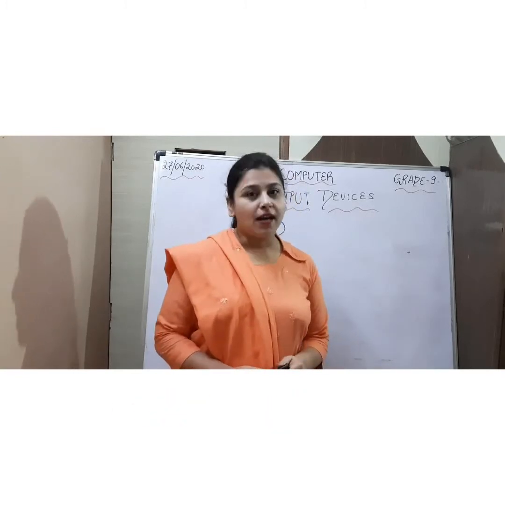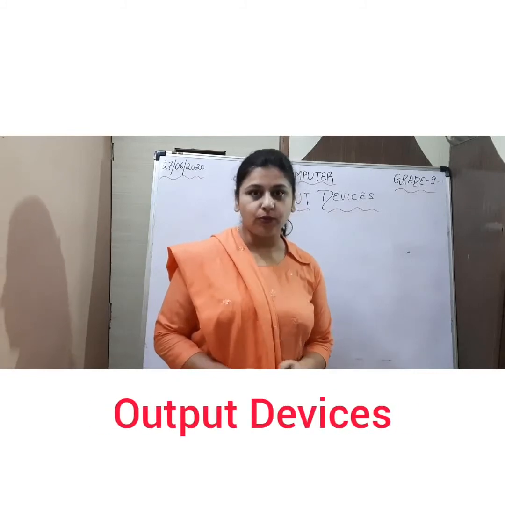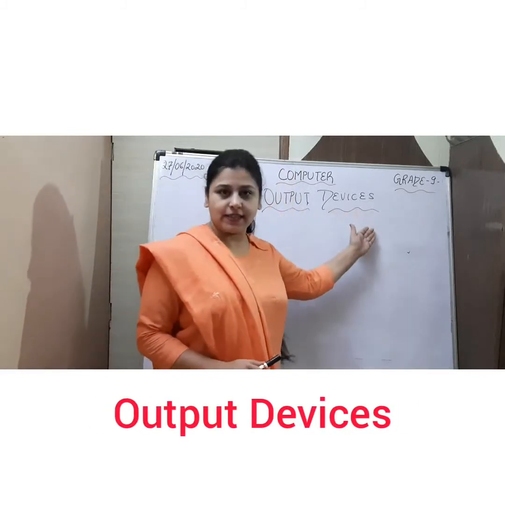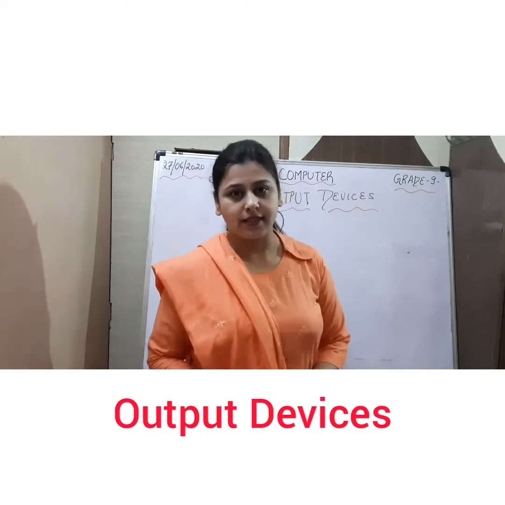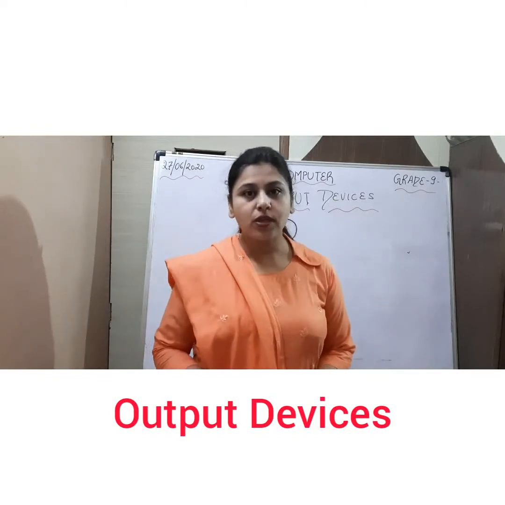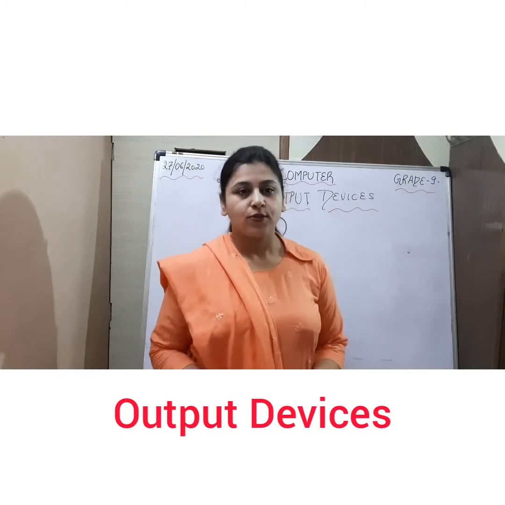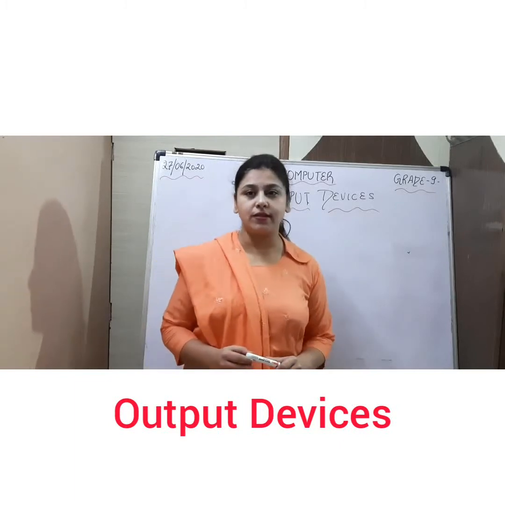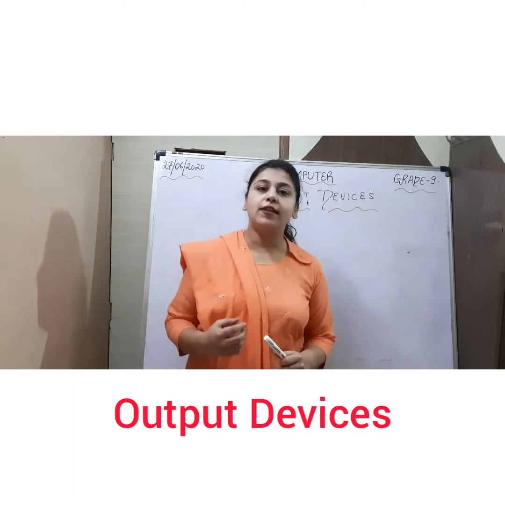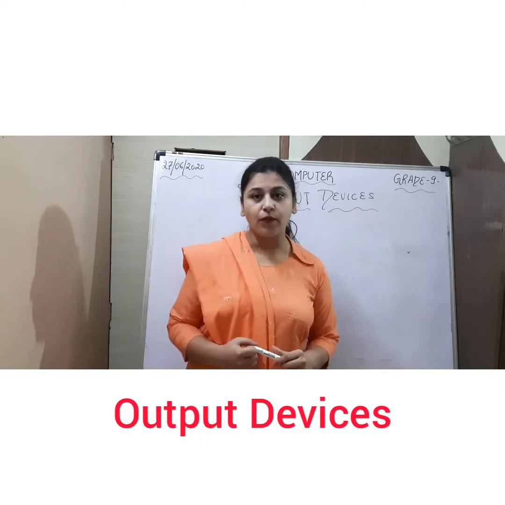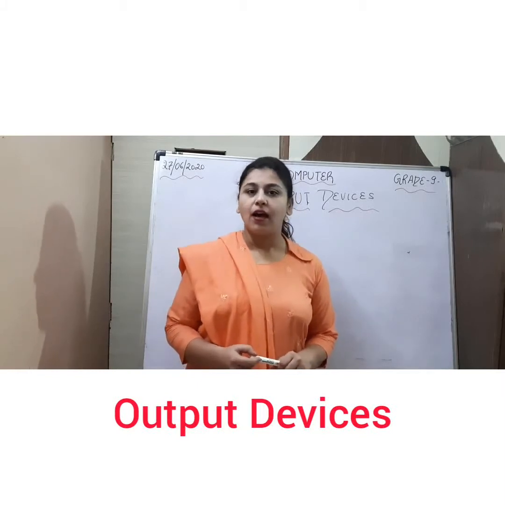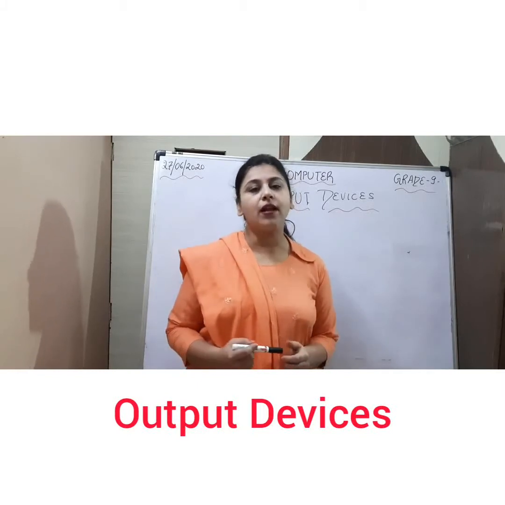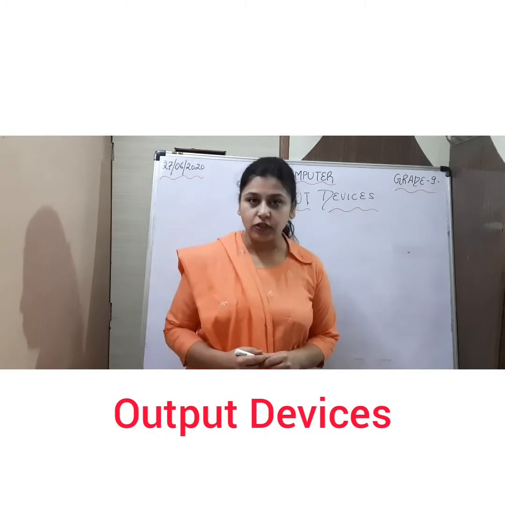This is the last topic of chapter 2, output devices or output units. What are output devices? Why do we use output devices? Output devices are used for displaying the printed form of data, so that it becomes easy for the user to read the data. A computer can have several output devices attached to it.